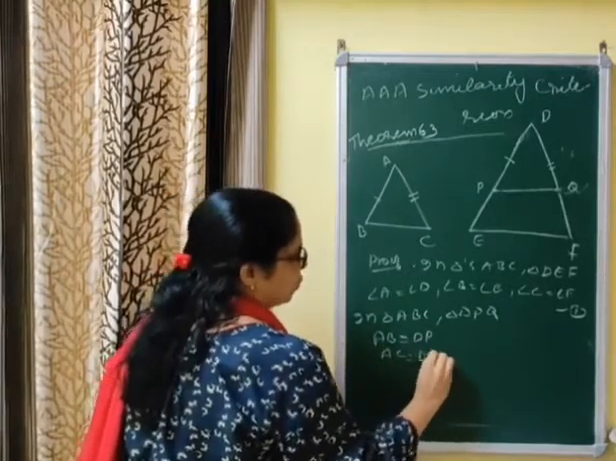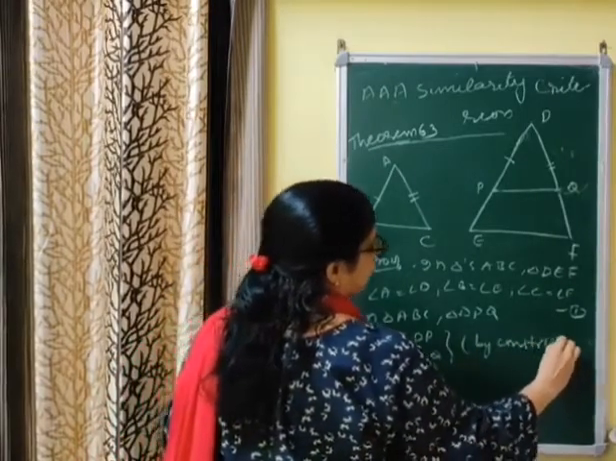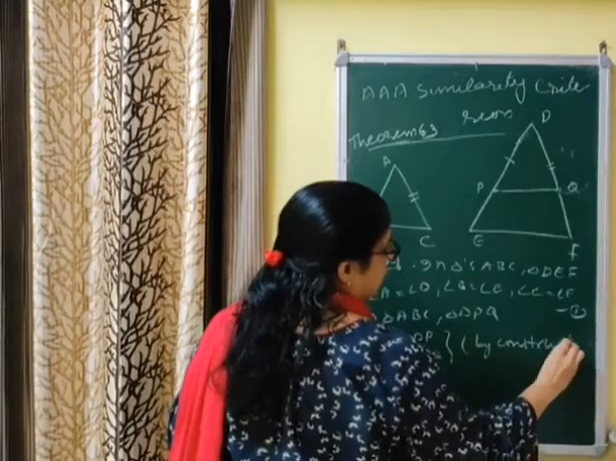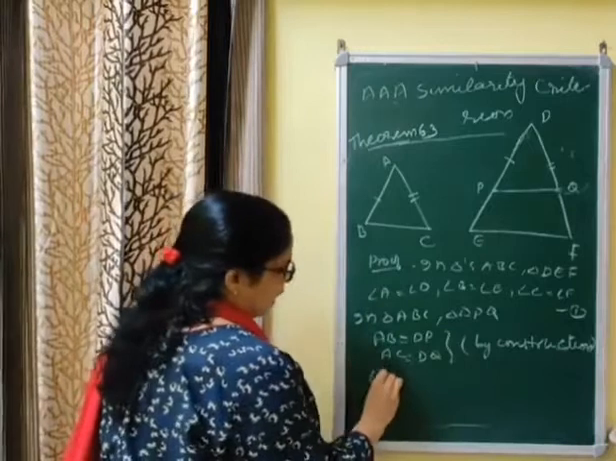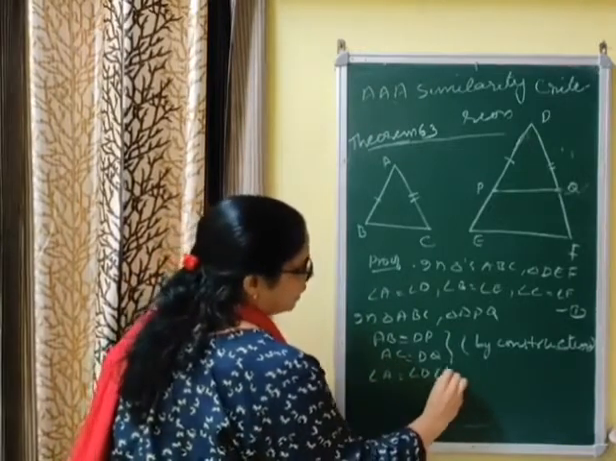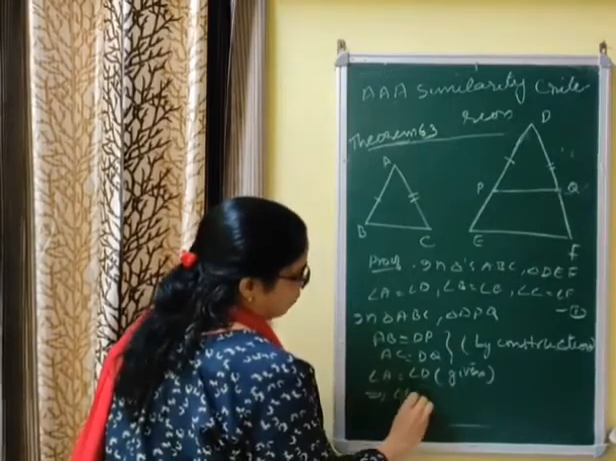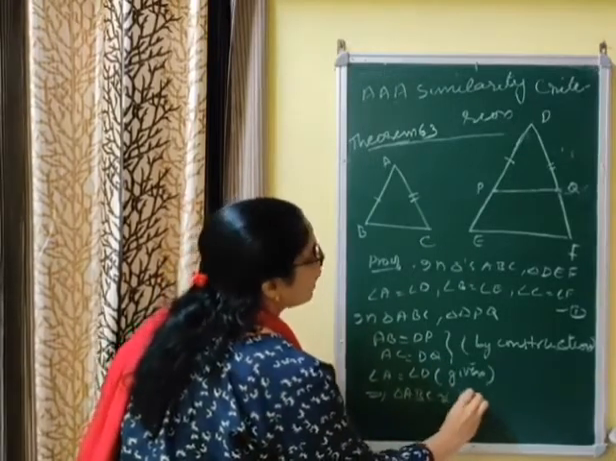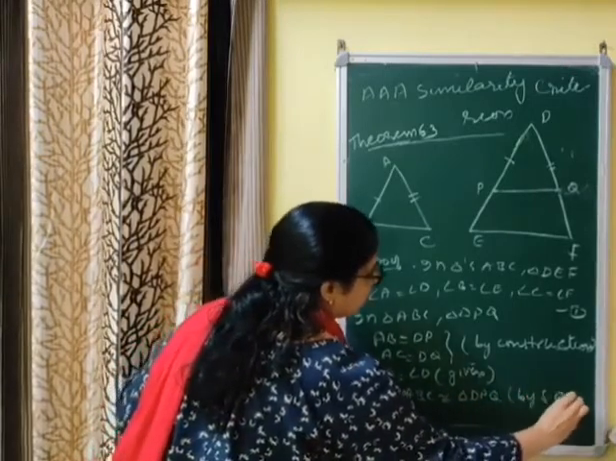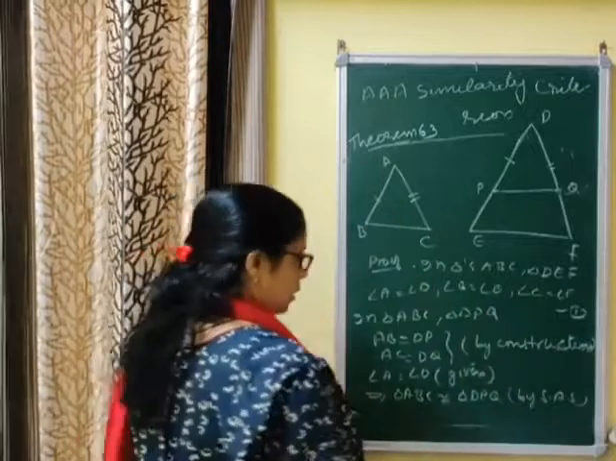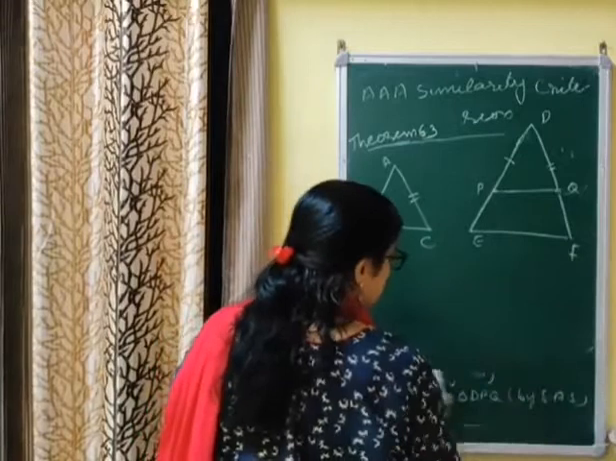to DQ. These 2 are by construction. This theorem's proof is not given properly in the NCERT book. That is why you have to be very careful here. And angle A is equal to angle D, that is given. Ye aapko de rakha hai. This implies triangle ABC is congruent to triangle DPQ by SAS congruence condition, 2 sides and the included angle. Again I have to rub it due to the lack of space.